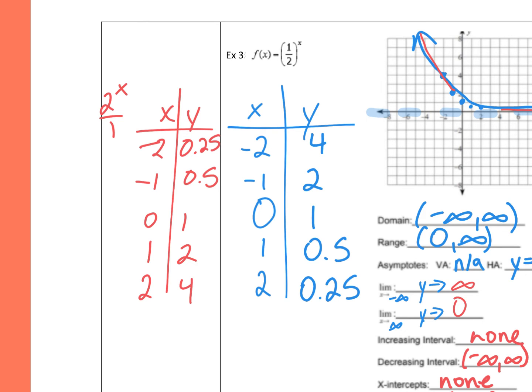So that is how we do that. If the number's less than 1, it's going to be going the opposite way, okay? If it's bigger than 1, it's going to be going up. Make sense? But technically, that's still our base number. Are you with me? It's not the a value. It's still the base number. Okay? Questions on that?